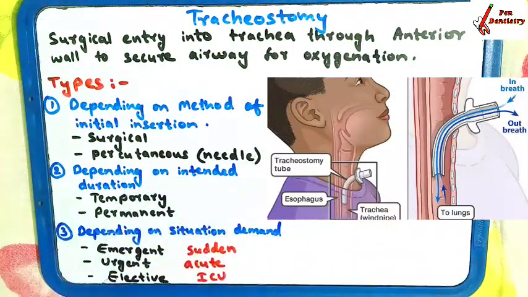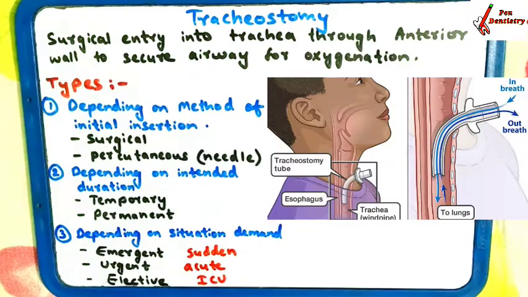Depending upon the situation demand, it is of three types: emergent, urgent and elective. In emergent, the word itself says it is an emergency period. Suddenly a person is in need of a tracheostomy. That's why we do the emergent tracheostomy.